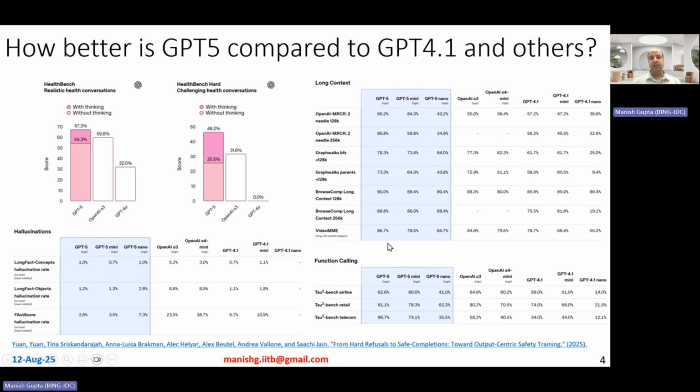It is also awesome in terms of tool use, also called function calling, on the tau-squared benchmark, where previous models were significantly worse. For example, on the tau-squared telecom benchmark, o3 got like 58, GPT-4.1 got like 34, but GPT-5 actually gets 96.7. So huge, significant improvements, right?